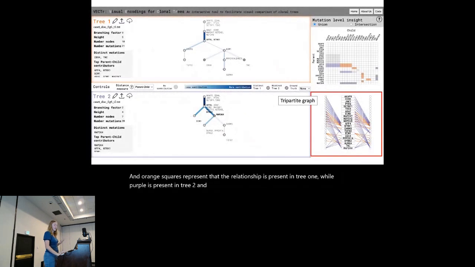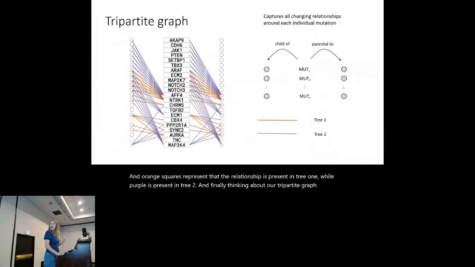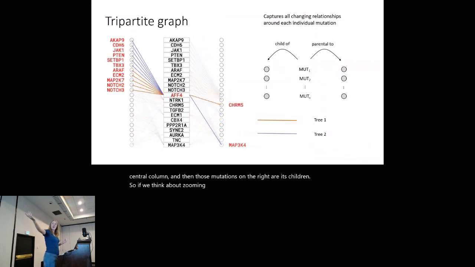And finally, thinking about our tripartite graph, we can see that here this is more zoomed in on capturing just the changing relationships around each individual mutation. So the way that you read this is down that central column, and any mutation to the left of the column is basically parental to that central column, and then those mutations on the right are its children. So if we think about zooming in on one single mutation, we can then see the shape of all of those mutations to the right, which are parental to F4, and then its 2 children over there on the right in the 2 different trees.